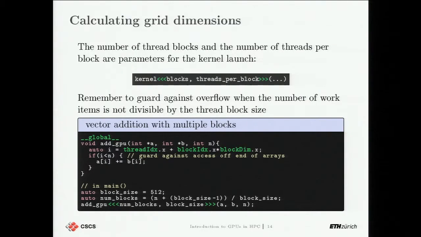So the first thing we want to do is figure out how many thread blocks we need. And this is how we calculate it. First of all, we figure out what our block size is. So here we're going to set the block size to be 512.